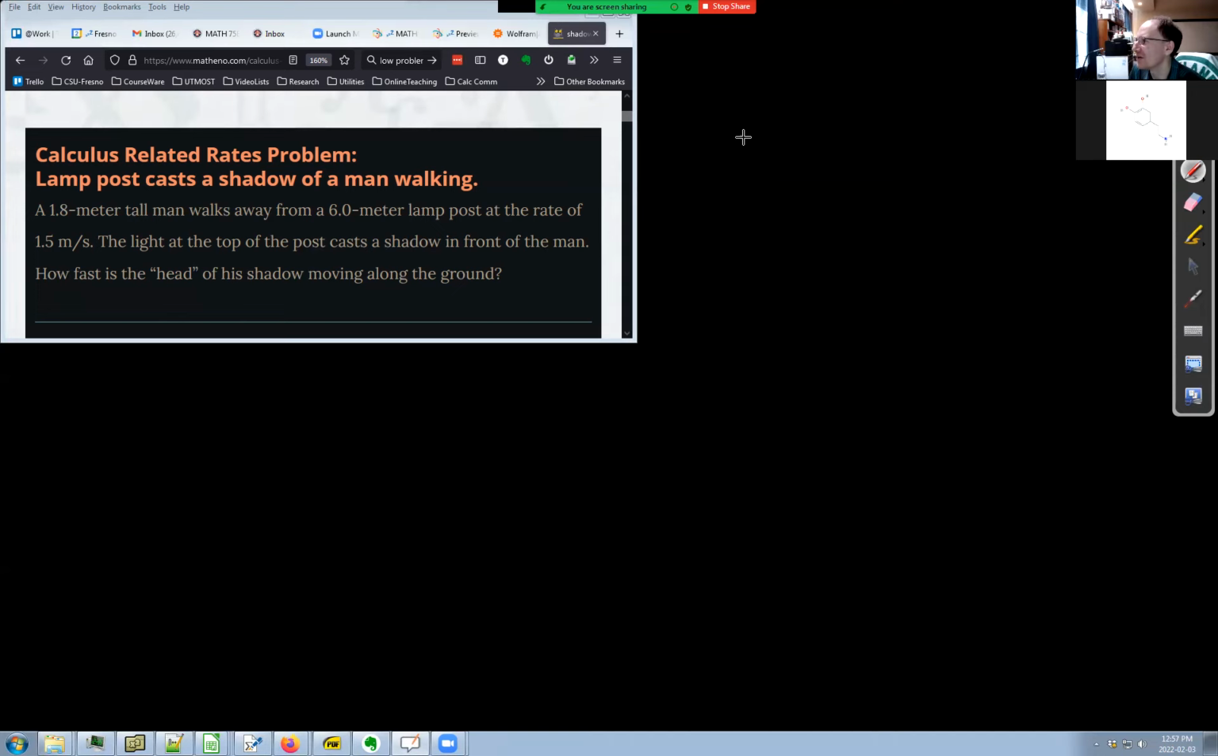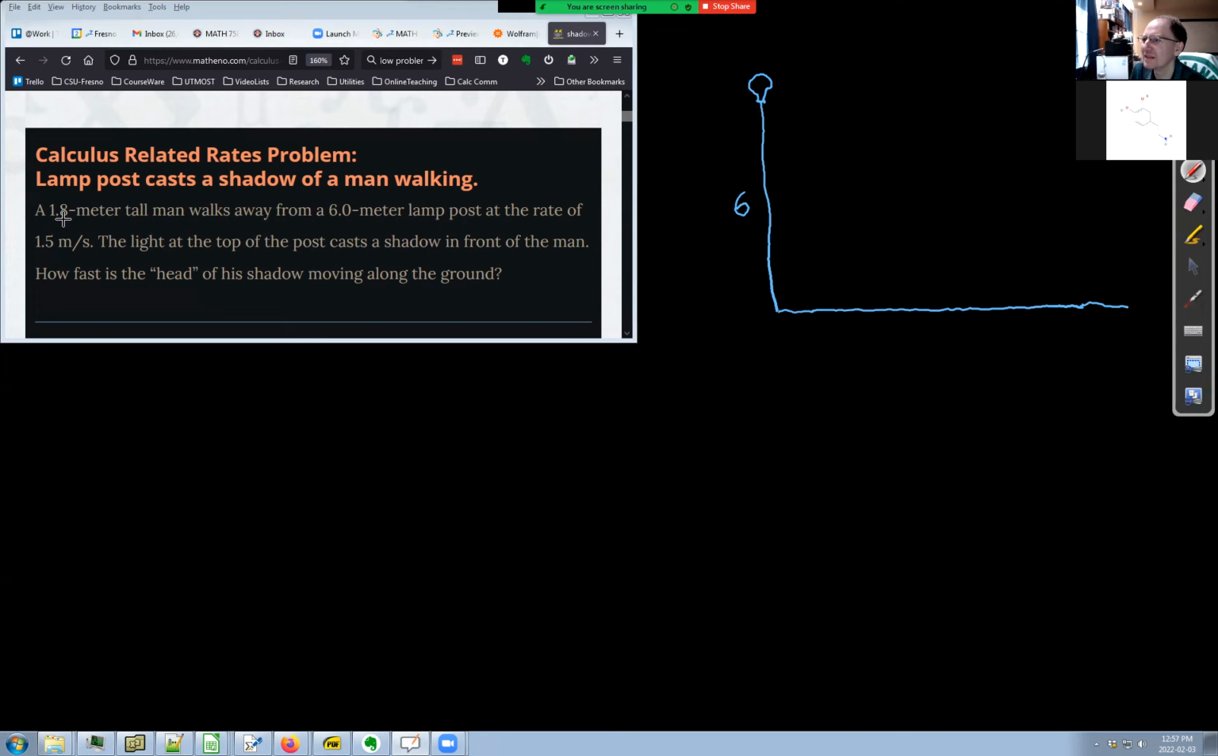So we've got this lamppost, and there's my light bulb at the top. The problem says that it's 6 meters. I'm not getting any indication yet that that distance is changing, so I think it's safe to put a 6 there. I can always erase it if I need to.